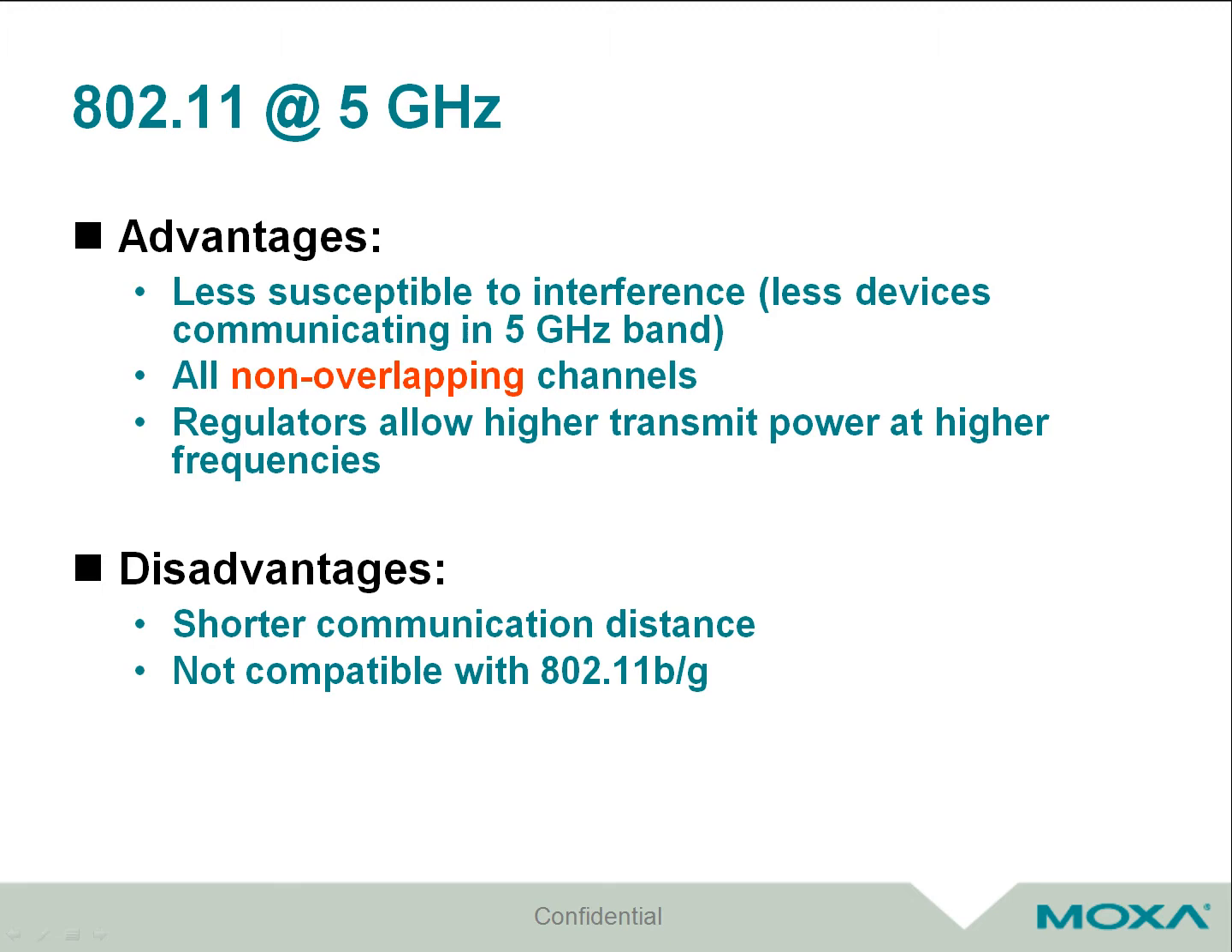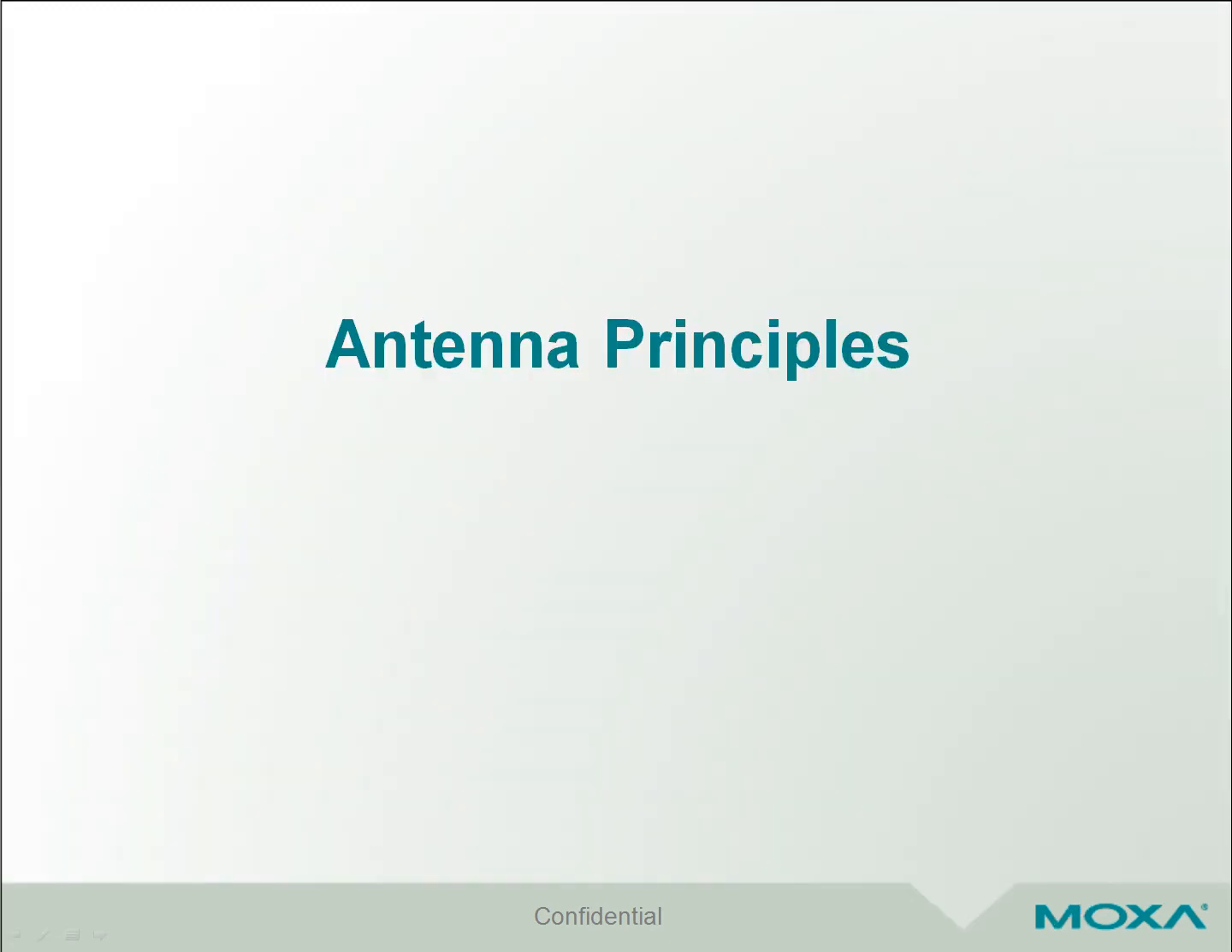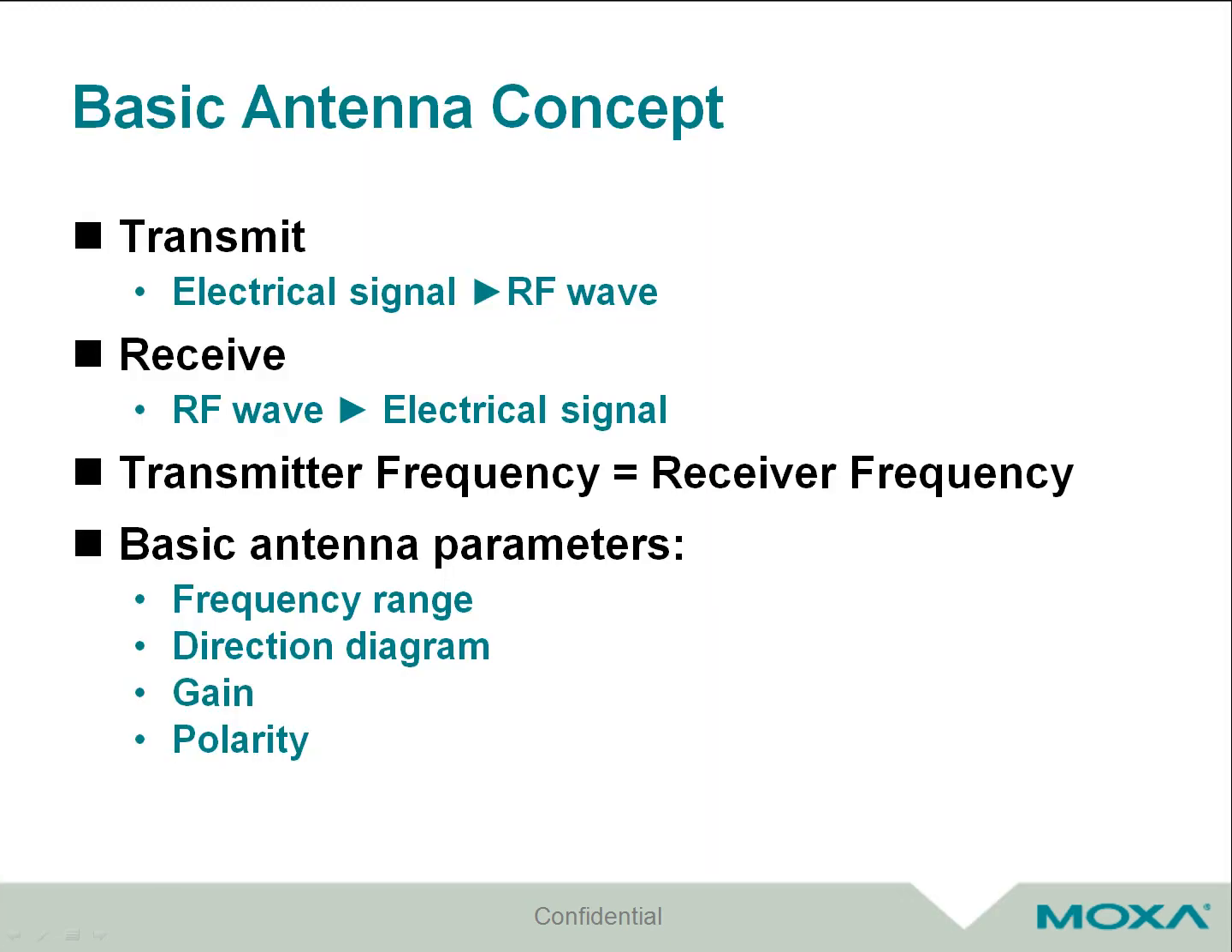Now let's talk about antennas. Antennas are used to transform an electrical signal into radio waves and vice versa. It means that if you want to enable wireless communication, you would definitely need some kind of antenna. The main antenna characteristics are frequency range, direction diagram, gain, and polarity.